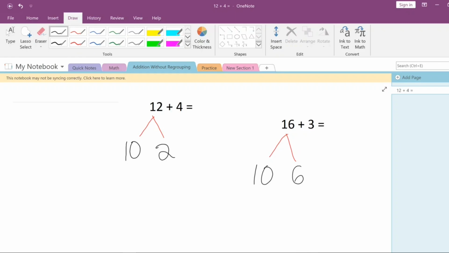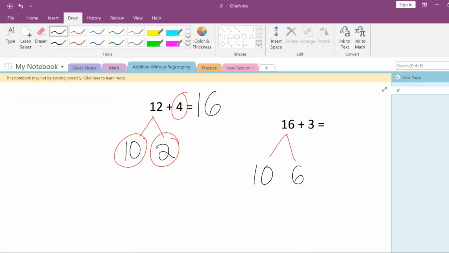So we go back with 12 plus 4. Now, we already have the number bond for 12, which is 10 and 2. So the next step is to add 2 and 4. So 2 plus 4 equals 6. And then 6 plus this number, which is 10. So 6 plus 10 equals 16. The answer here is 16. It's quite easy, right?